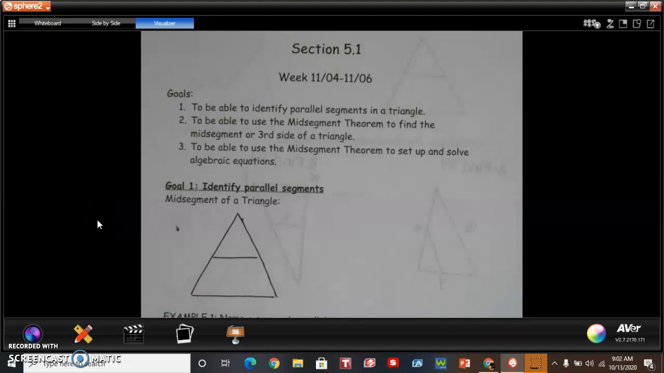All right, it is a short week. Luckily, the content that you are learning this week is all very much intertwined. We're only doing one section, section 5.1.